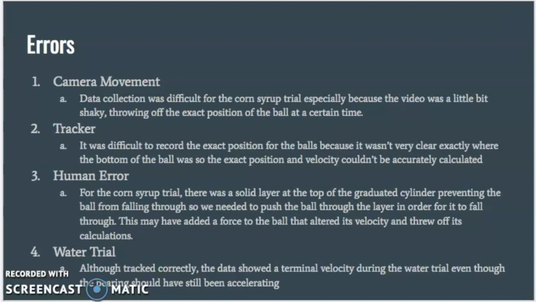Human error was also an error because for the corn syrup trial there was a solid layer at the top of the graduated cylinder preventing the ball from falling through, so we needed to push the ball through the layer in order for it to fall through. This may have added a force to the ball that altered its velocity and threw off its calculations. And finally, specifically for the water trial, although tracked correctly, the data showed a terminal velocity during the water trial, even though the bearing should have still been accelerating.